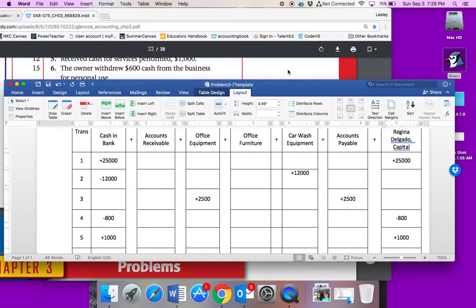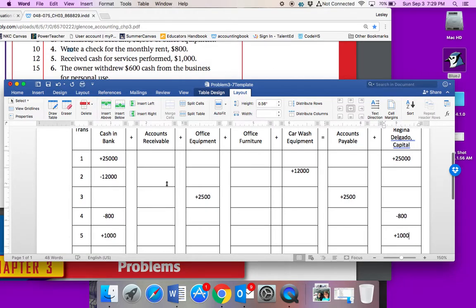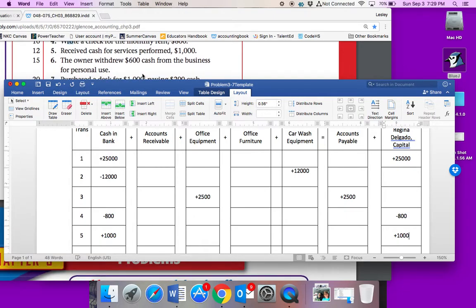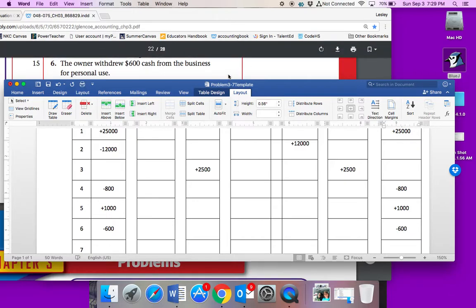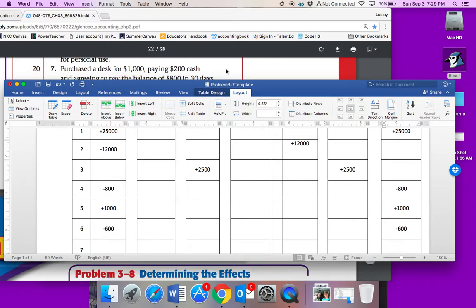All right, number 6, the owner withdrew $600 cash from the business for personal use, making sure they're following that business entity. That's very good. Okay, so we've got automatically withdrawing cash, so that's a minus $600 from cash and bank. And since we're removing it from the business, we're not selling anything or anything like that, it's just going to be a minus from capital that the owner's taking out. Okay, which when you own your own business, you can do that.